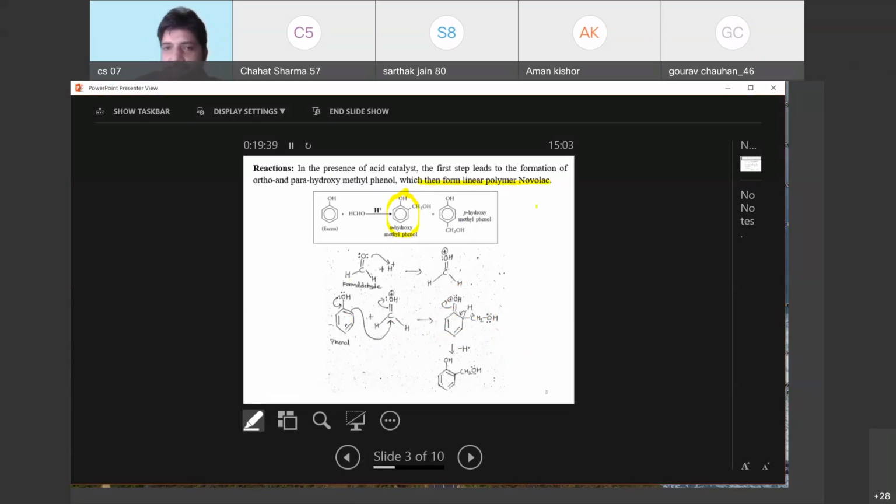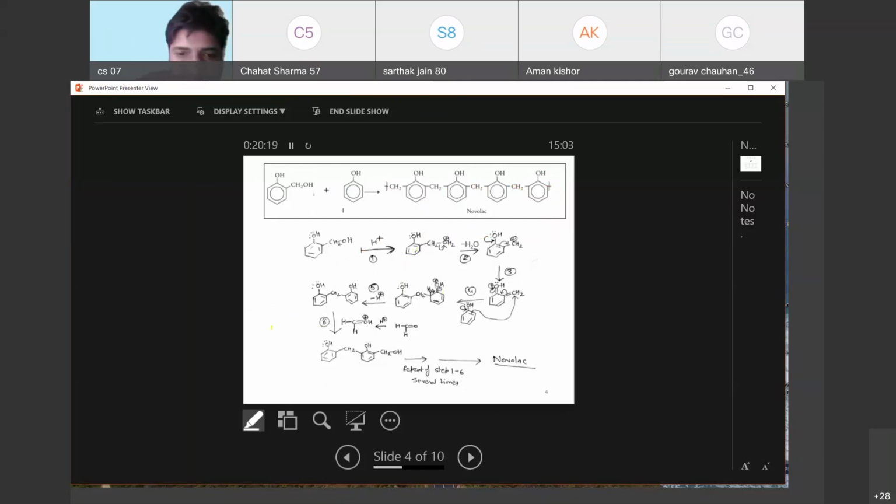When you have both of these, they will first form the linear polymer. Look, the polymer has not formed yet. Right now we only have ortho hydroxy methylphenol and para hydroxy methylphenol. Okay, these have formed. These two things form the linear polymer. They join and form a linear chain, and that linear chain, linear polymer, we call it novolac.